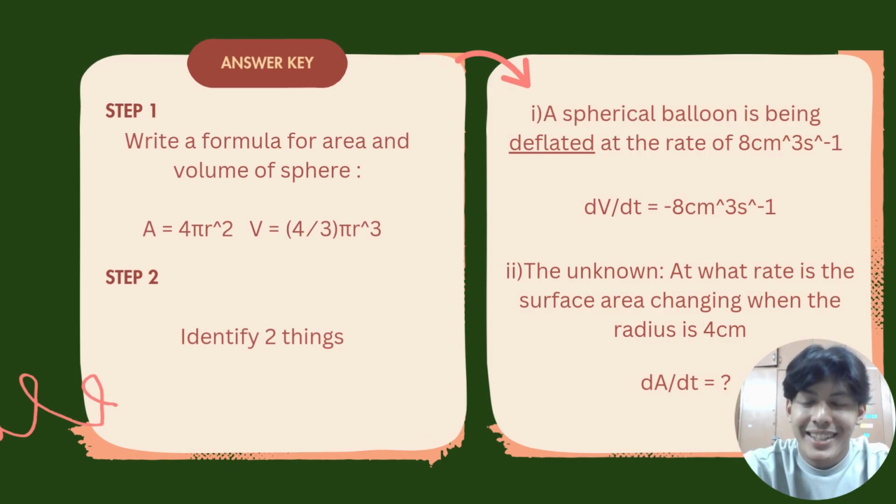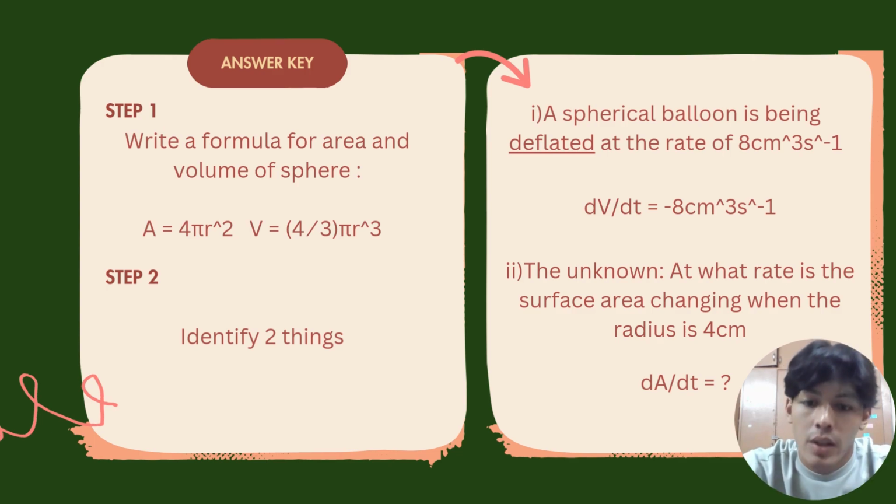So to solve this problem, we have a 5 step method to make the problem become easier. For the first step, we write the formula for the area and volume of a sphere. So we get that area equals 4 pi r squared. For the volume, it is 4 over 3 pi r cubed.